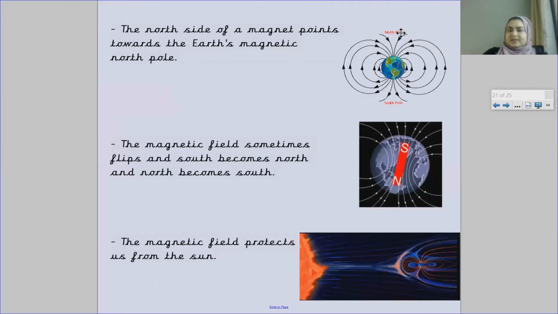So, the north side of the magnet points towards the Earth's magnetic north pole. Okay, so if you look at that, when you have, for example, a compass, the arrow which is freely running on a compass will always point to the north side of the Earth. The magnetic field sometimes flips and south becomes north and north becomes south. The magnetic field protects us from the sun.